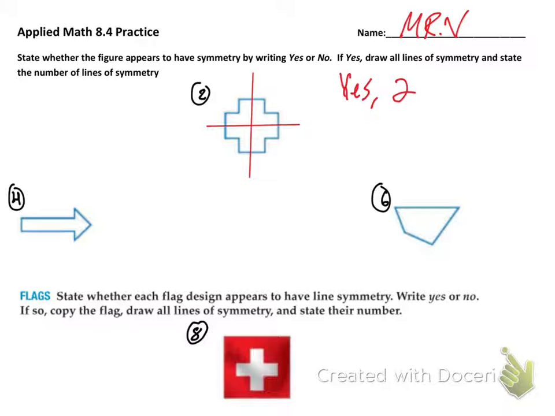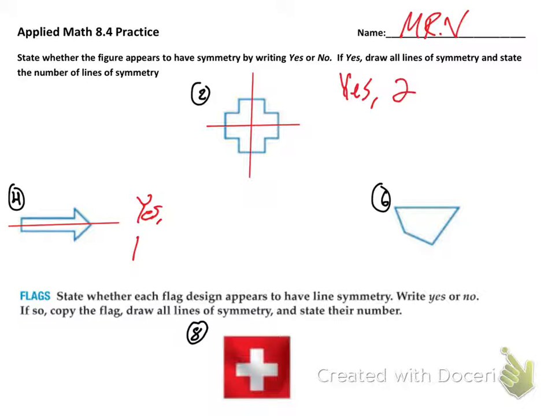For number 4, I'm looking at that. It looks like, obviously, that's not going to work. So how about we try horizontally? That's a bad arrow, but it looks like you can fold it that way. So it would be yes. I don't see how I can fold it over any other way. So 1.